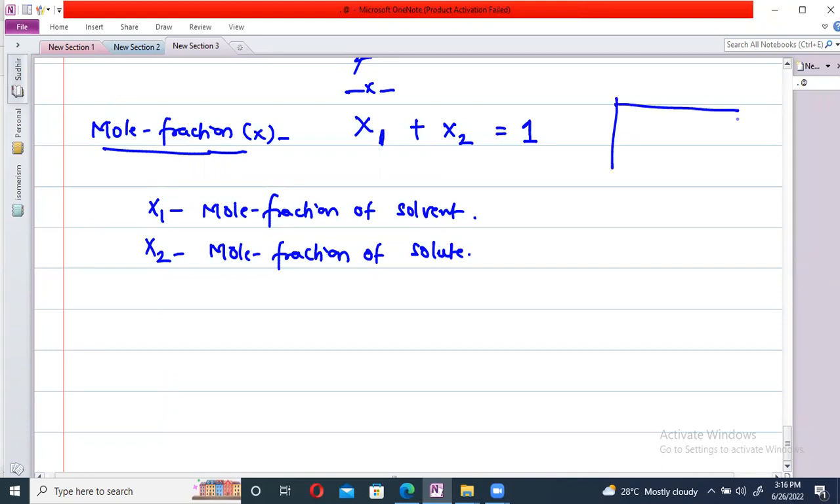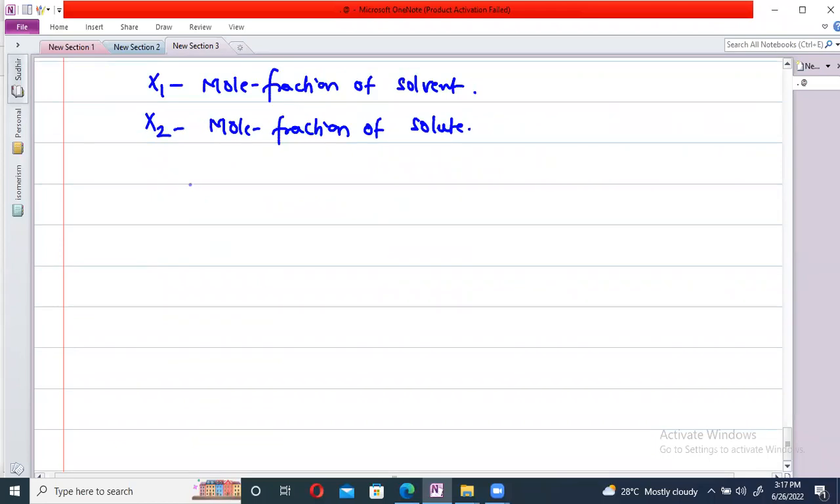This is one of the containers, and in this container I am having a solute and a solvent. The sum of the mole fractions of solute and solvent is always equal to 1. Now the question is, how to calculate the mole fraction? X1 is the mole fraction of the solvent, and it is equal to n1 by capital N.